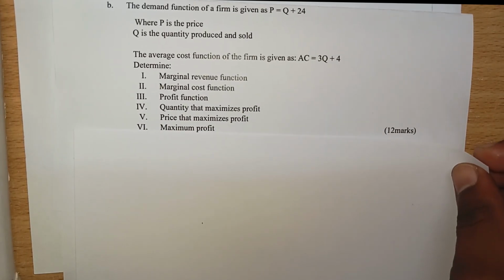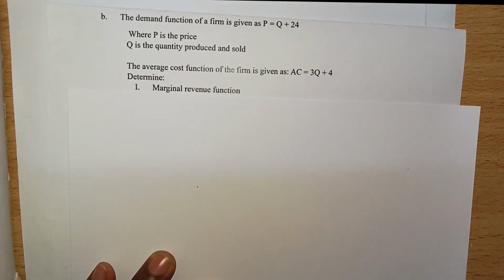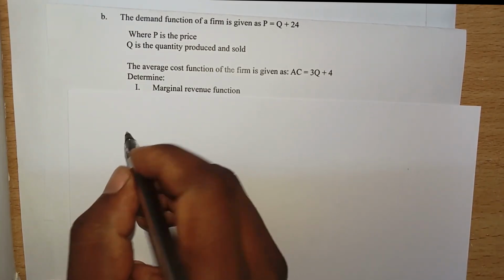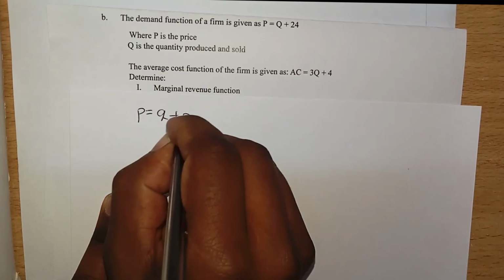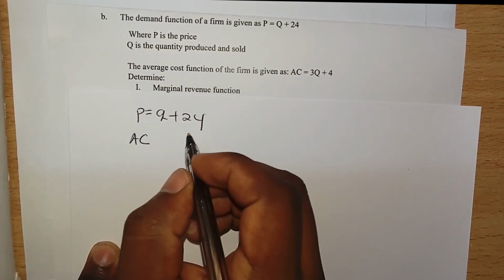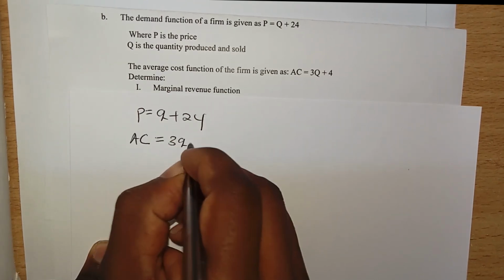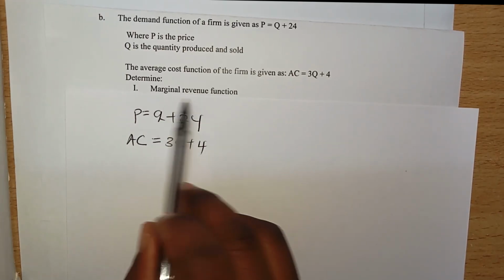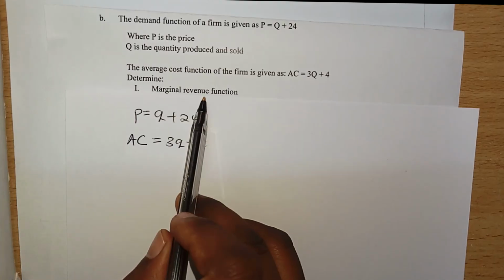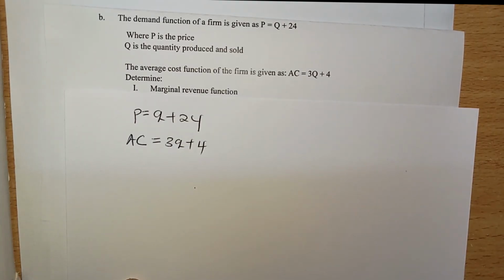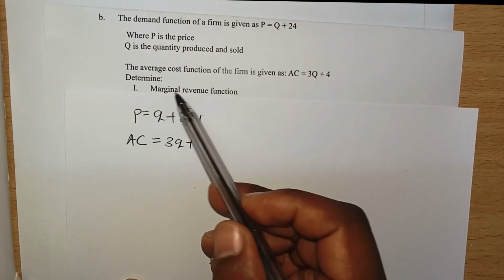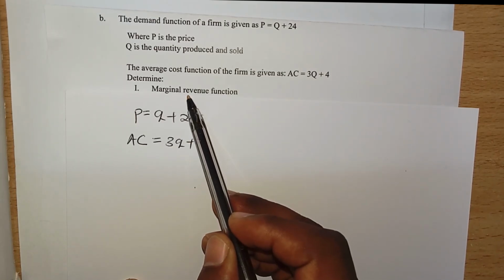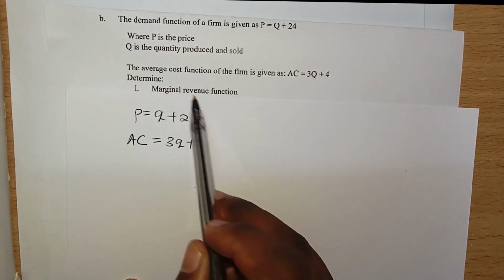So we are going to start with the first one, which says we determine the marginal revenue function. So we have been given the demand function, P equals Q plus 24, and the AC, or the average cost function, as 3Q plus 4. Now we are asked to find the marginal revenue function. For us to find the marginal revenue or the marginal cost, we need to differentiate either the total cost or the total revenue function. In this case, because we are dealing with marginal revenue, we need to find the total revenue first. Then after we have the total revenue, we differentiate, and we are able to find what we call the marginal revenue.